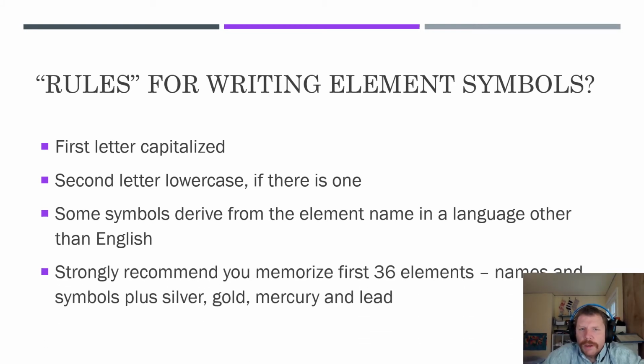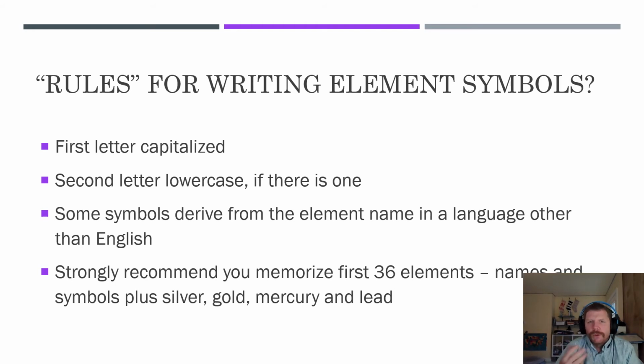It's strongly recommended that you memorize the first 36 elements, names and symbols, plus gold, silver, mercury, and lead. To make it a little bit less daunting, keep in mind that for quite a few of the first ones, the name gives you the symbol, helium, He. So it's kind of easy to come up with that.